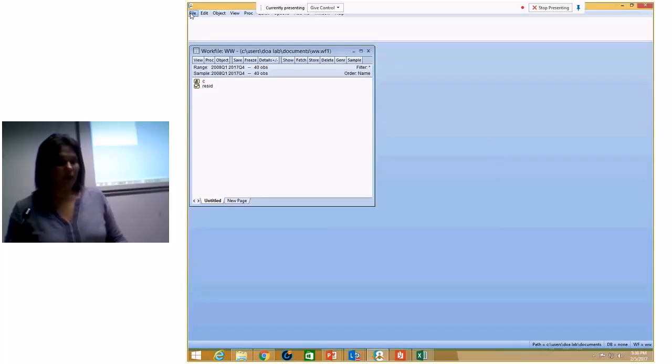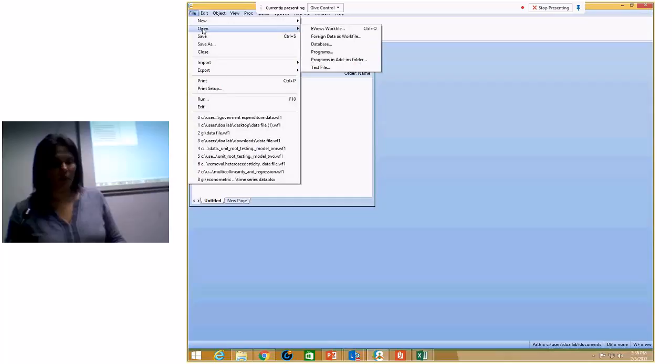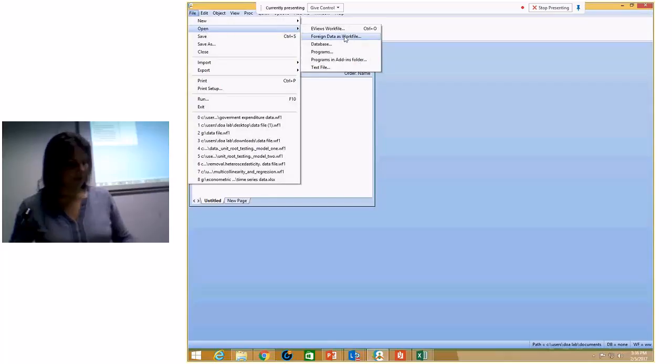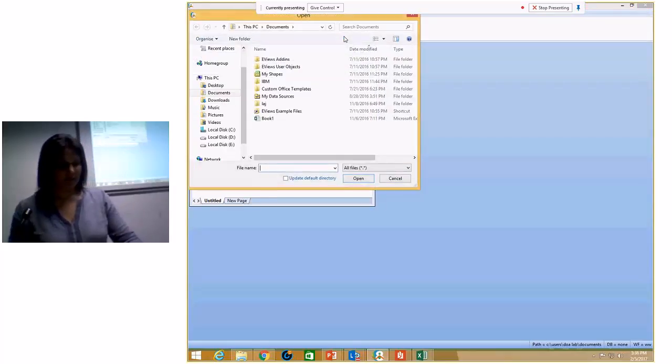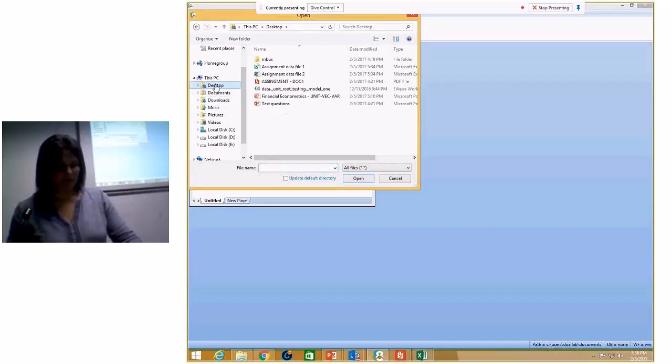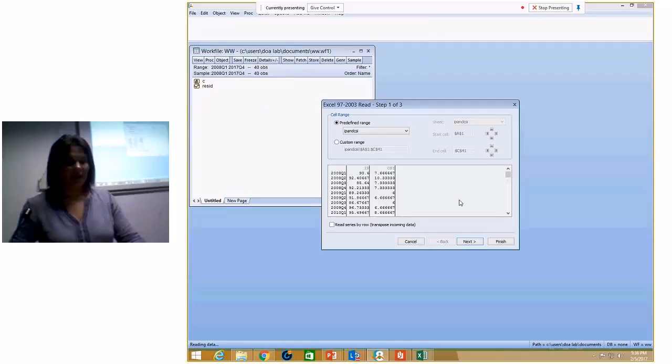Then go to the file. Then open foreign data as work file. Foreign data as work file. Then you can open the data file. Select the cell range. It is a predefined range.